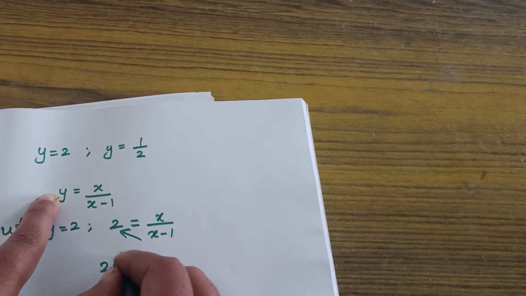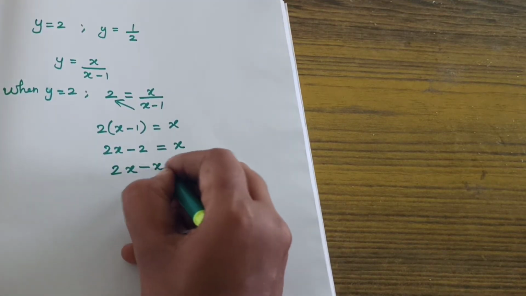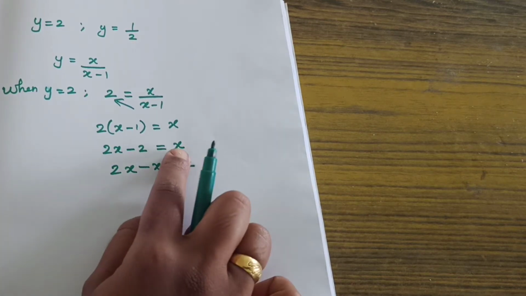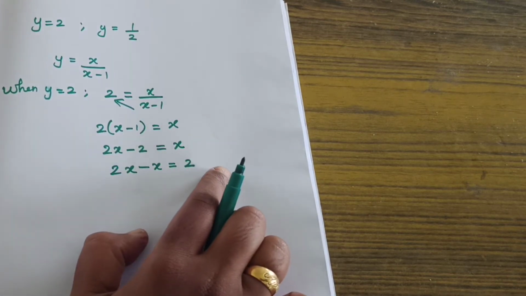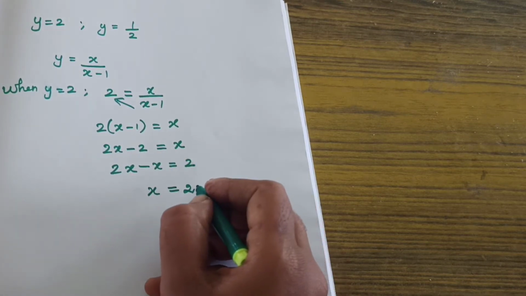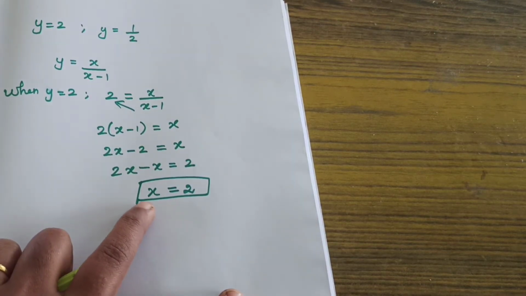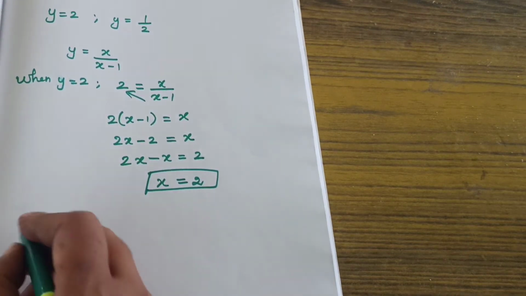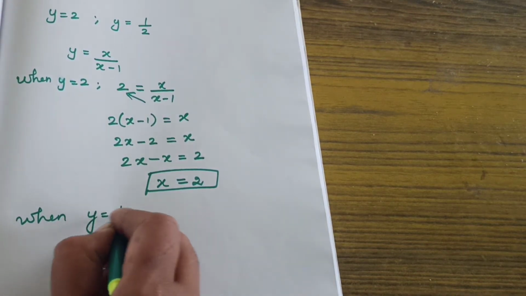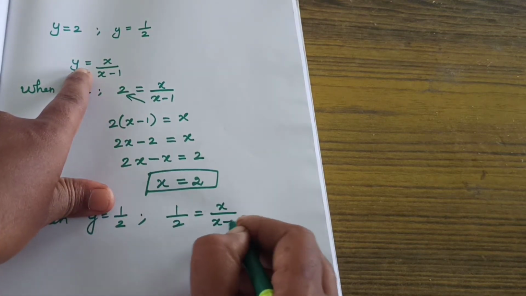Just cross multiply. 2 into x minus 1 equal to x. Then 2x minus 2 equal to x. Take this side. So 2x minus x equal to 2. How? This plus term coming this side and this minus term I will take this side. So 2x minus x equal to 2. So we got x equal to 2, one value. Then y is equal to 2 means x is also 2. Then y is equal to 1 by 2, we can check. When y is equal to 1 by 2, now substitute here, 1 by 2 equal to x by x minus 1.